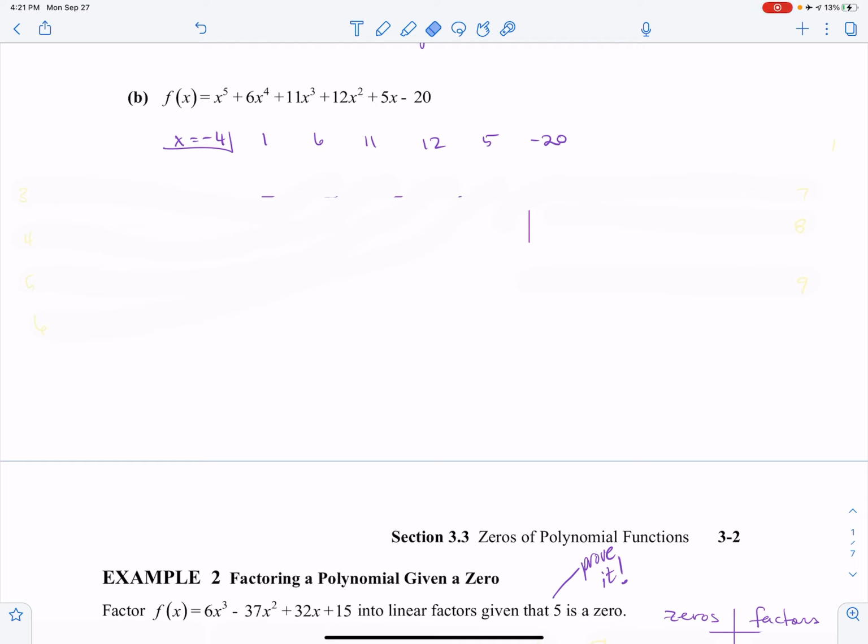Okay, so bring down your 1, multiply by the box, add, you get 2, multiply the box, you get negative 8, add, you get 3, multiply the box, you get negative 12, add, you get 0, multiply the box, you get 0, add, you get 5, multiply the box, you get negative 20. Negative 20 and negative 20 does not give you 0. It gives you negative 40. So here we would say that x plus 4 is not a factor of our polynomial.